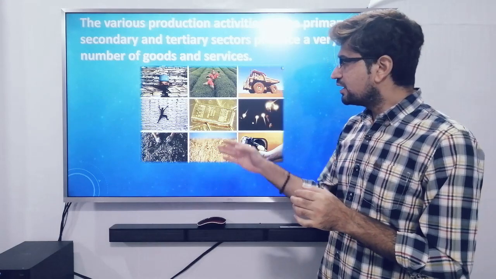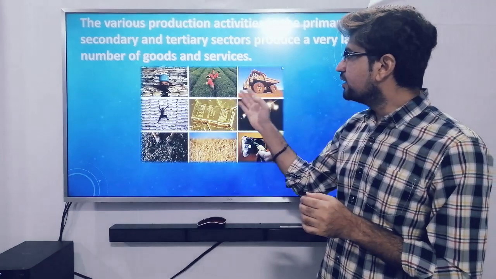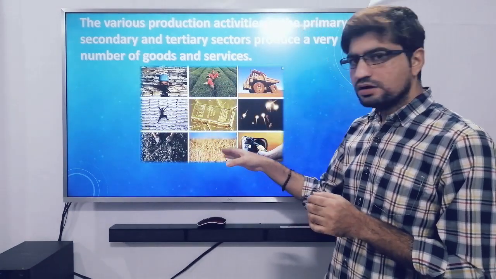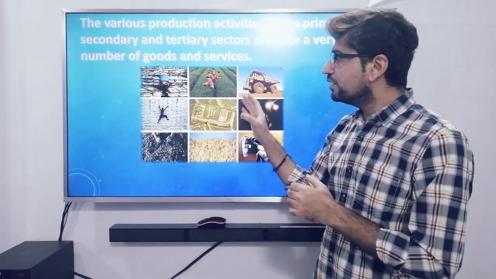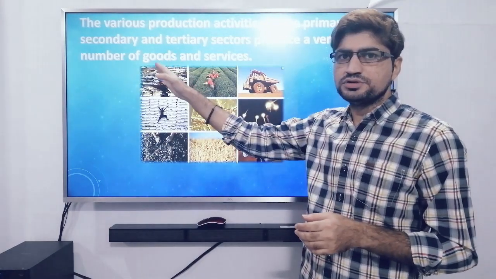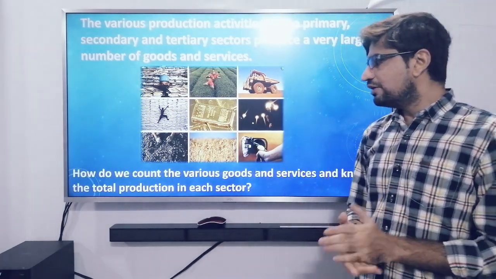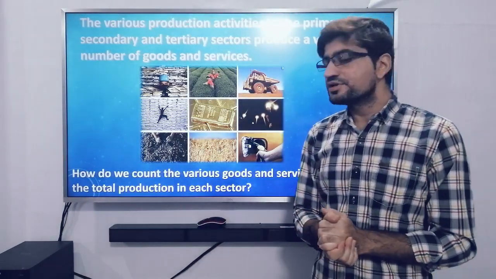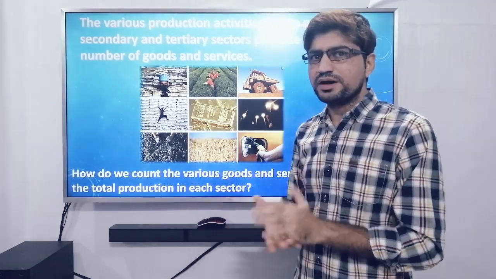So there is a question. Here you can see cement, gold, mining, tea production, electronics, mining, wheat, as well as fuel. So here are different economic activities, and they produce a very large number of goods and services. Remember, both goods and services. So the question is, how do we count the various goods and services to know the total production of each sector? And how can we compare them?